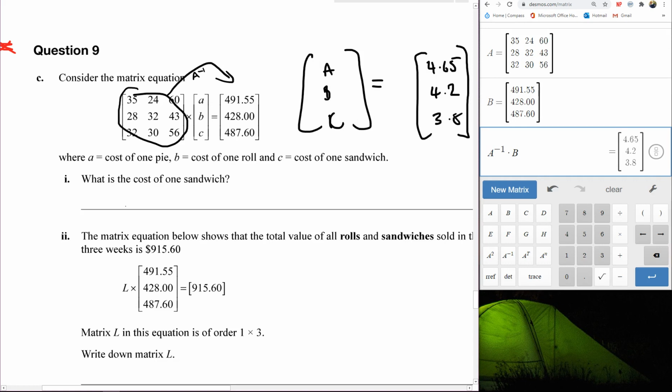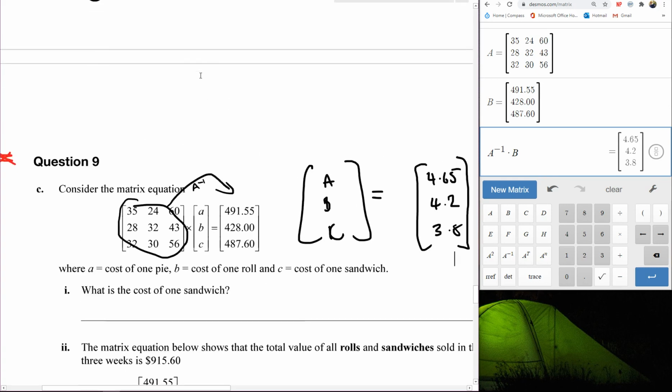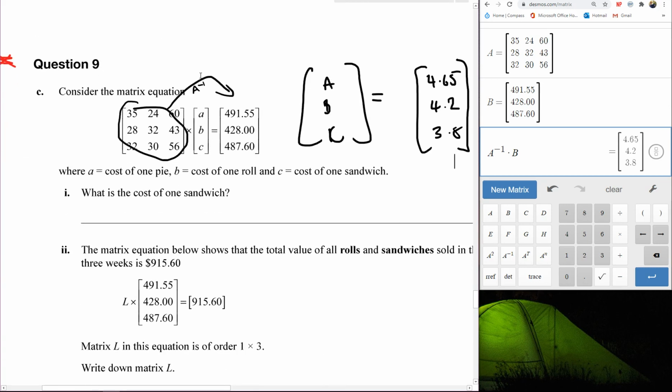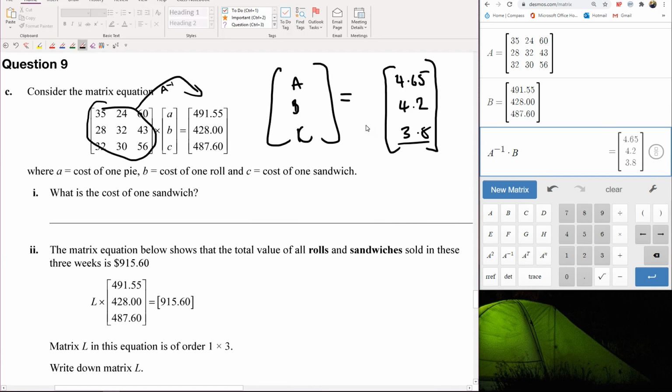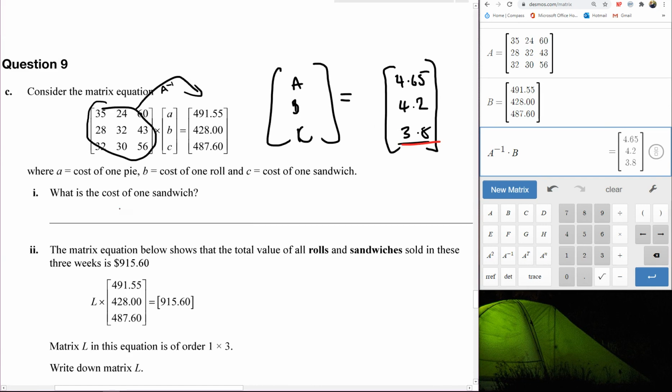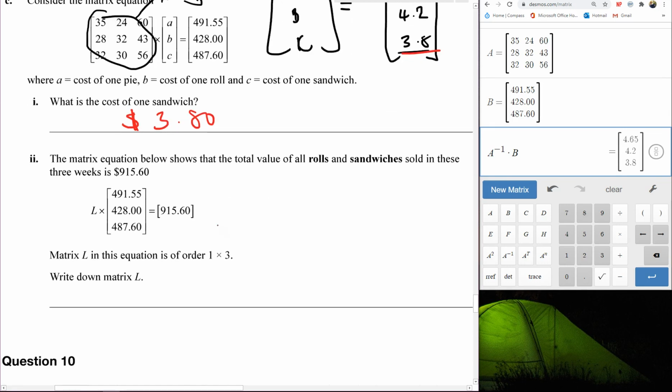So in the question here, what is the cost of 1 sandwich? Now just look at the question. C refers to the cost of sandwiches, so that means 1 sandwich right there costs $3.80. Easy.